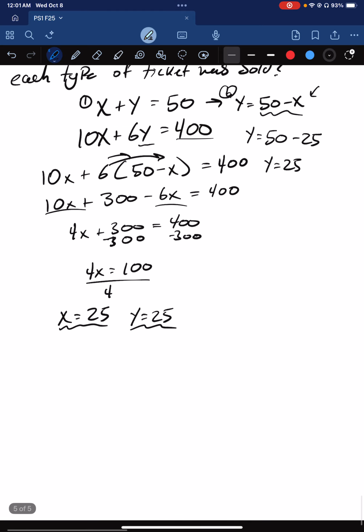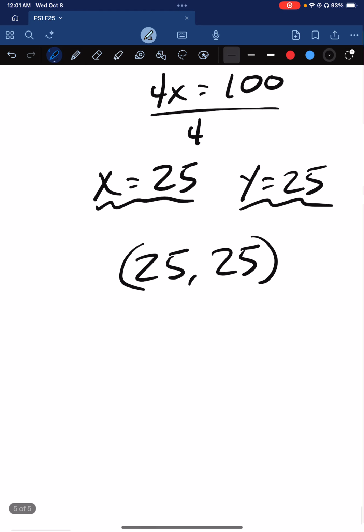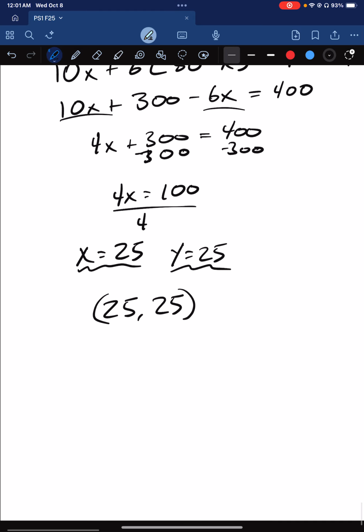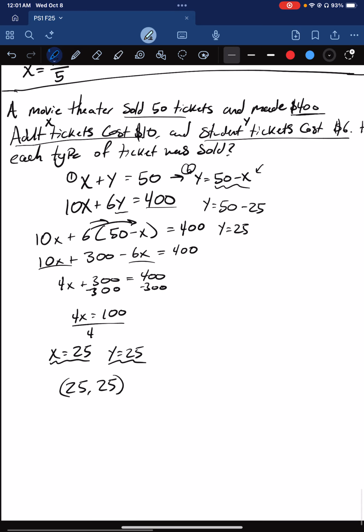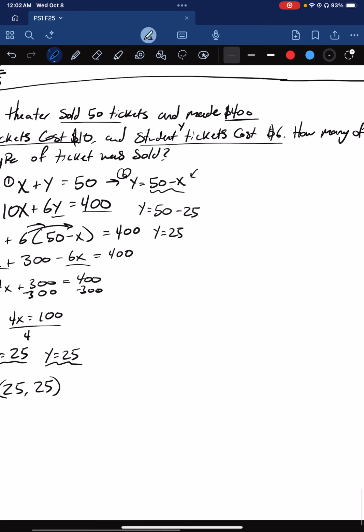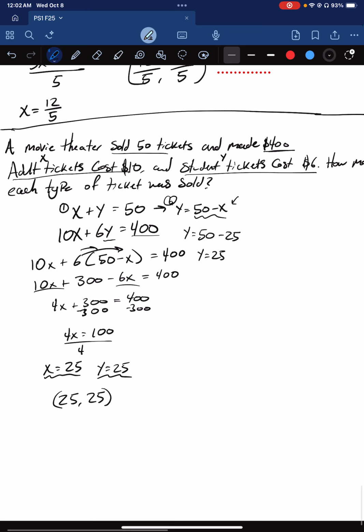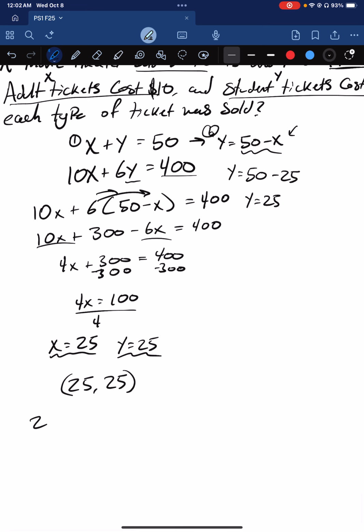That's so cool. And so now let's write this as a point. 25, 25. Although it makes more sense interpreted. Well, let's actually answer the question it asked. It asked how many of each type of ticket was sold. 25 adult tickets and 25 student tickets were sold.